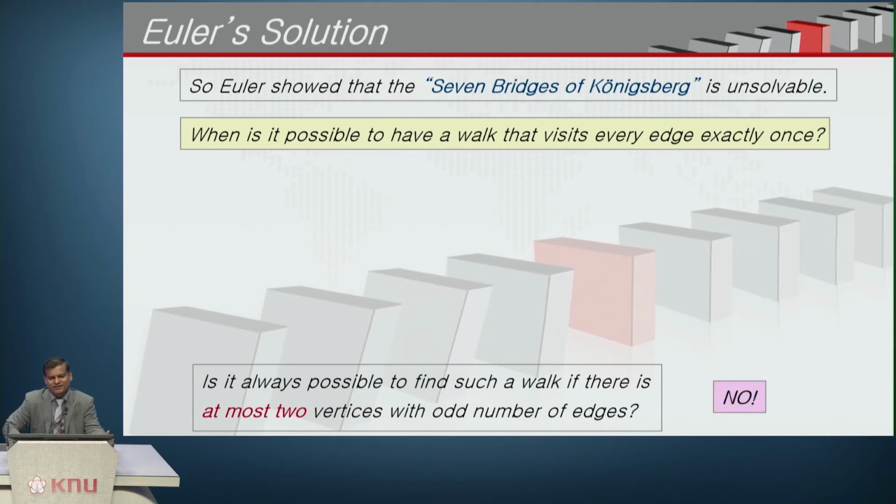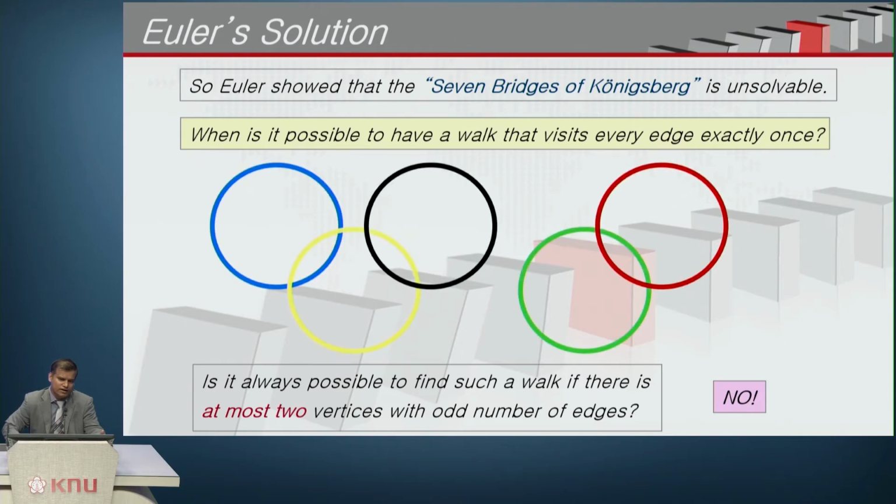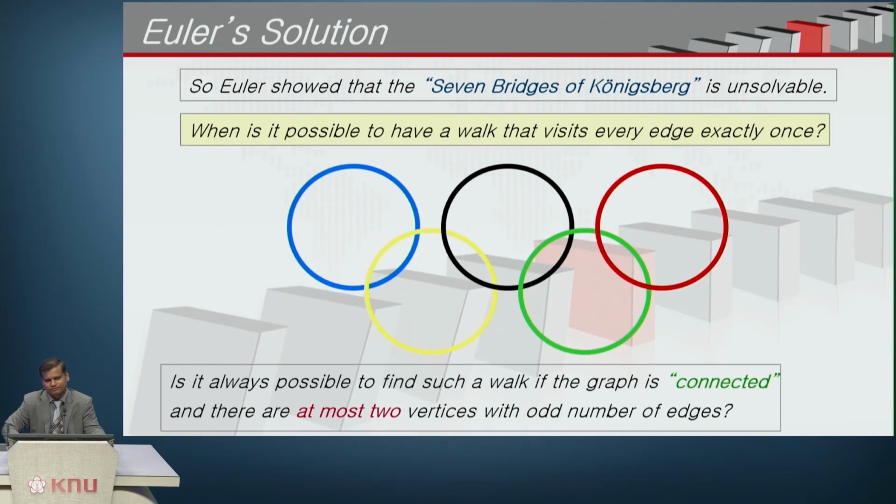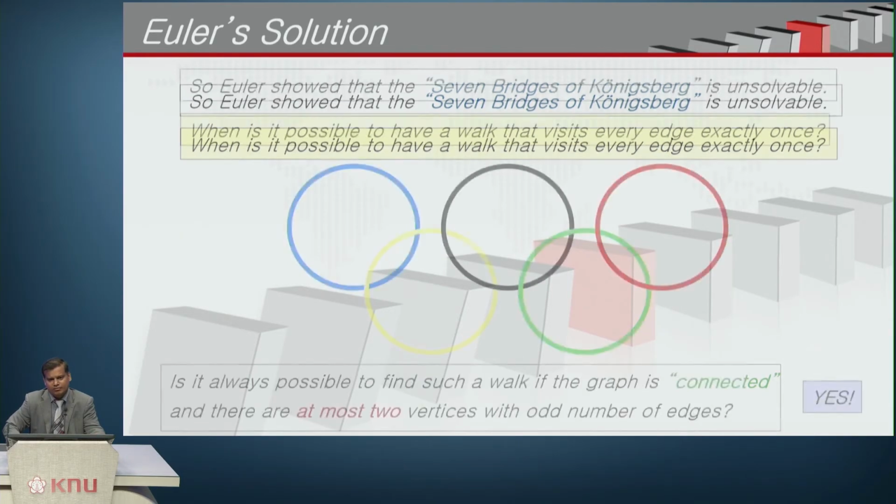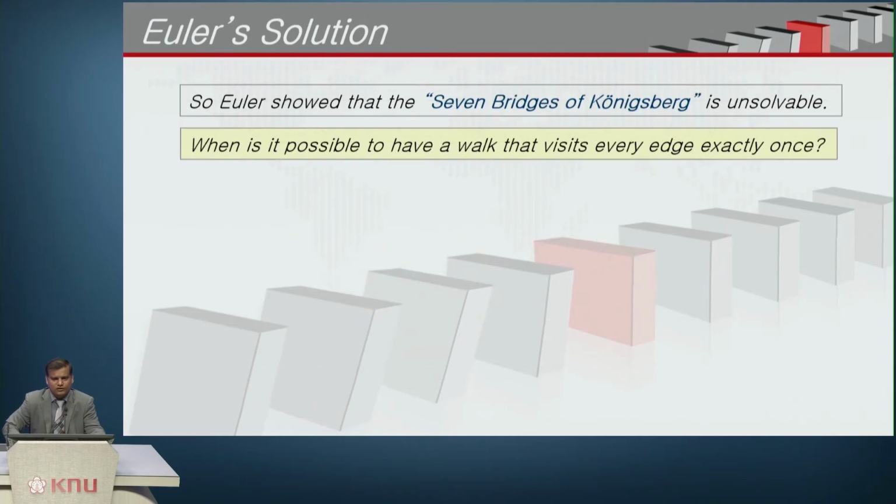No. As we have seen in the previous instance, it's not possible for us to find a walk even if there are at most 2 vertices with an odd number of edges. So let us consider this case. Is it possible to find a walk if the graph is connected and there are at most 2 vertices with an odd number of edges? Yes, if it is connected, then we can consider that part. Let us talk about this more.